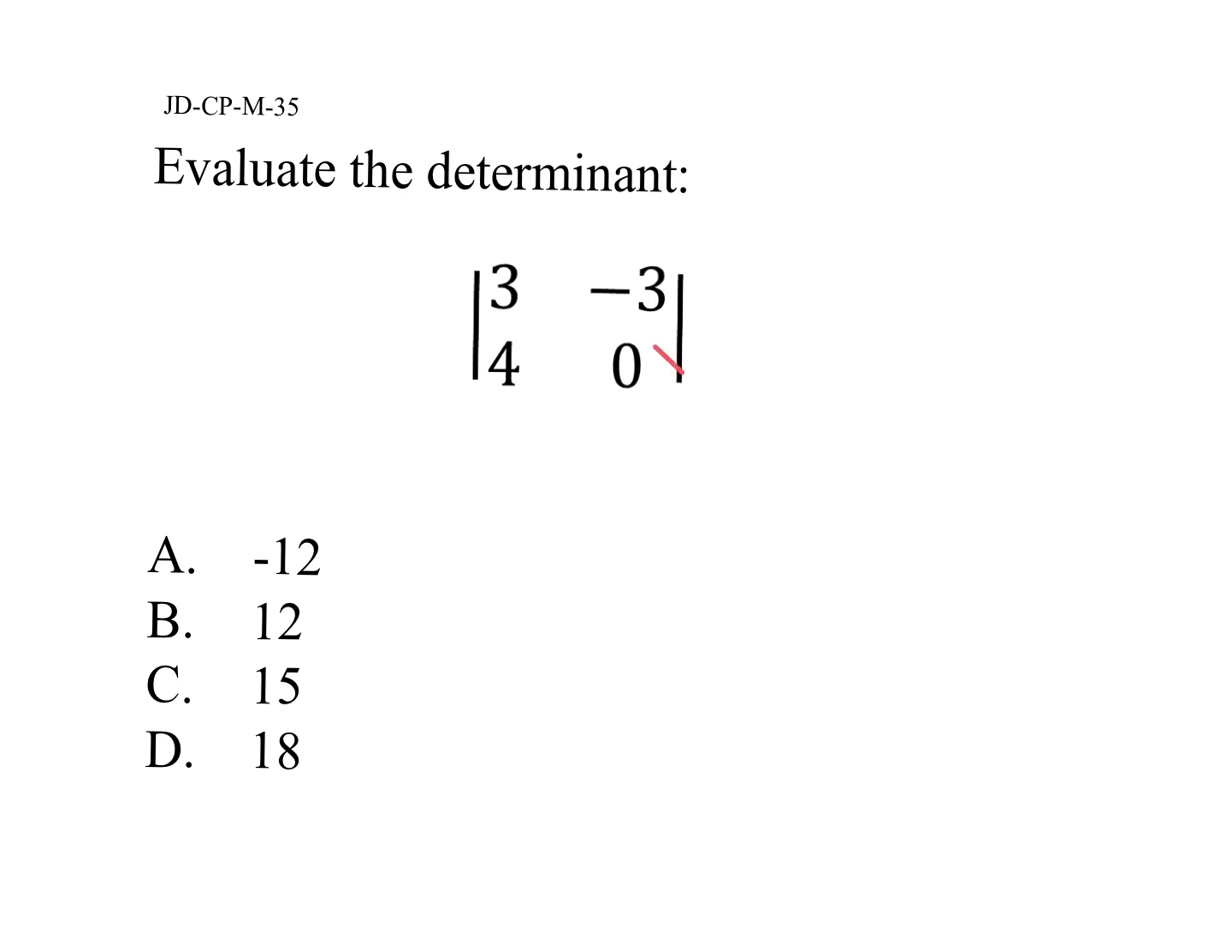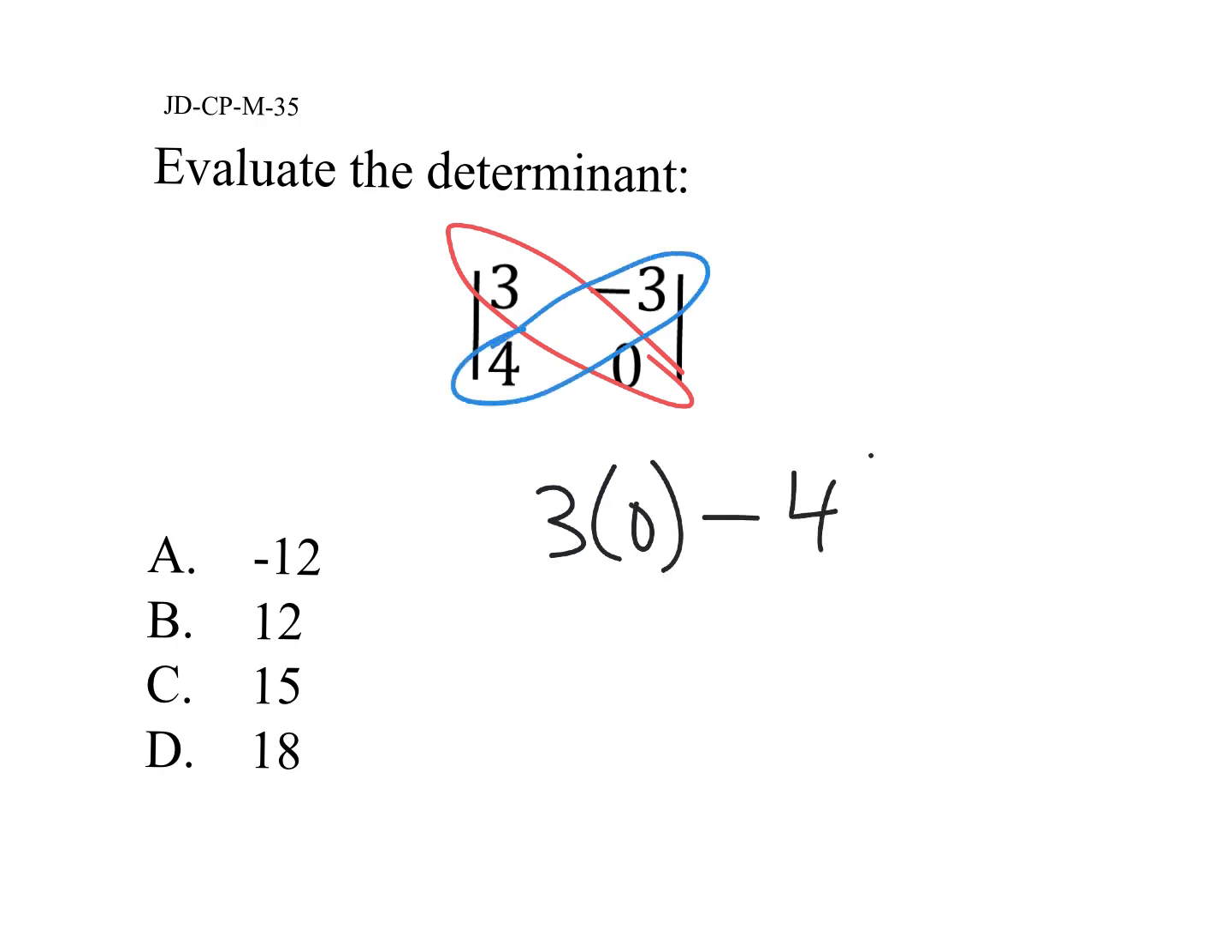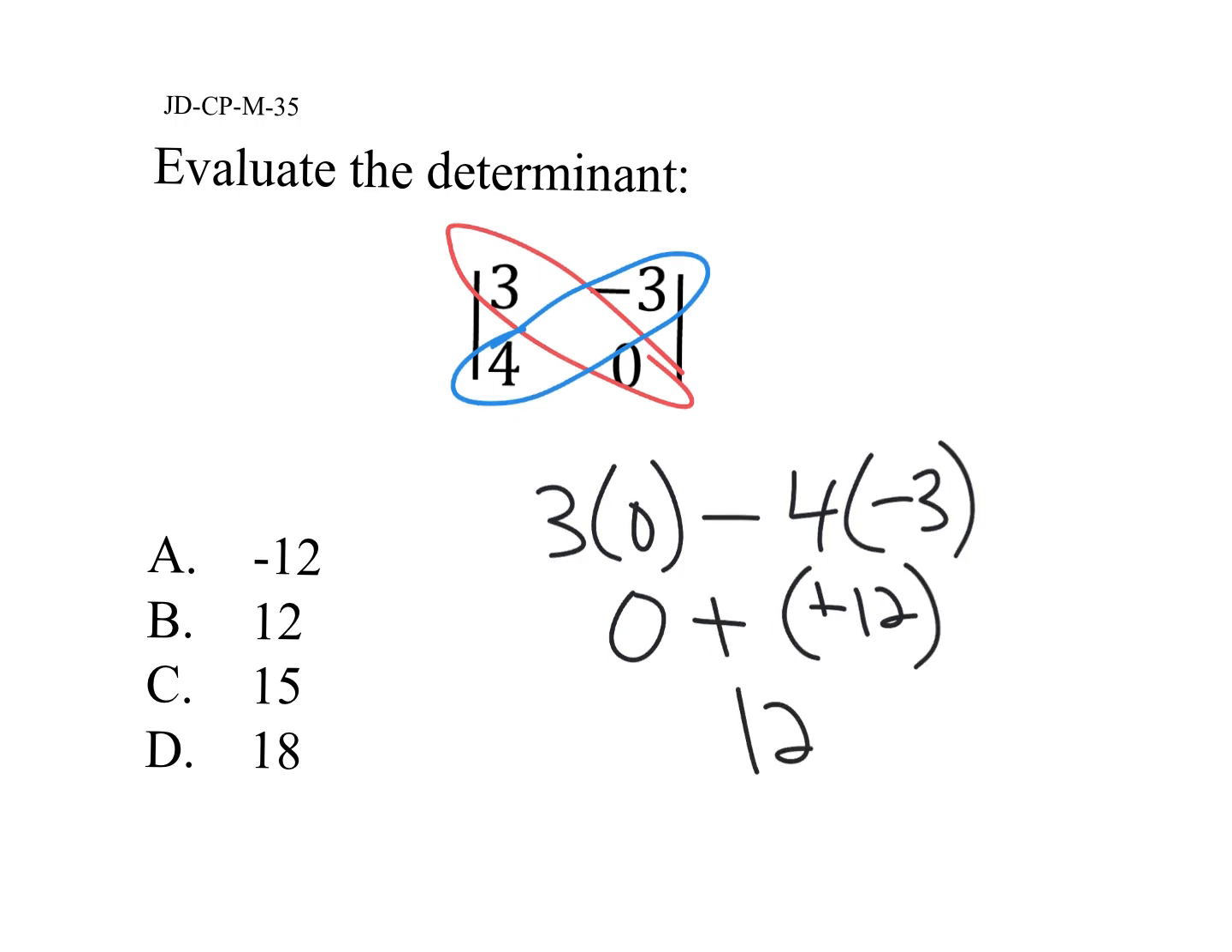So what we do for this, we're going to multiply 3 times 0 minus the other diagonal, 4 times negative 3. So 3 times 0 is 0, minus negative 12. So that's going to be 12, answer choice B.